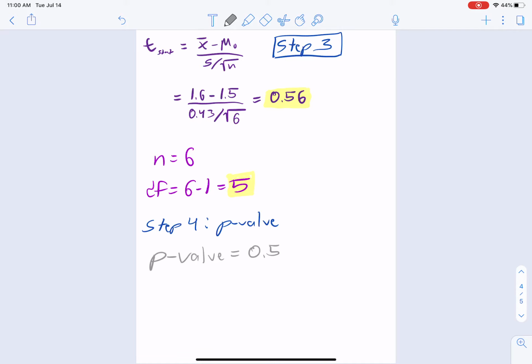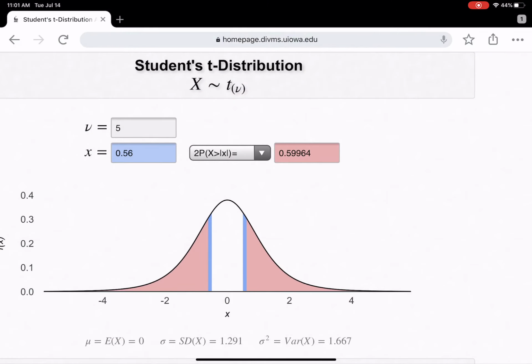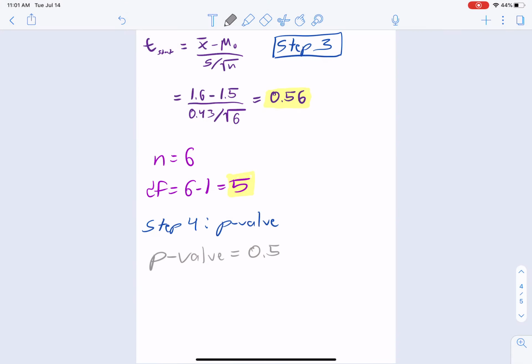What was it, like 0.599, whatever? Yeah, we're gonna round that up. Round this up to 0.6. It doesn't really matter though. Our p-value is way greater than 0.05, right? Big time greater. Big time.